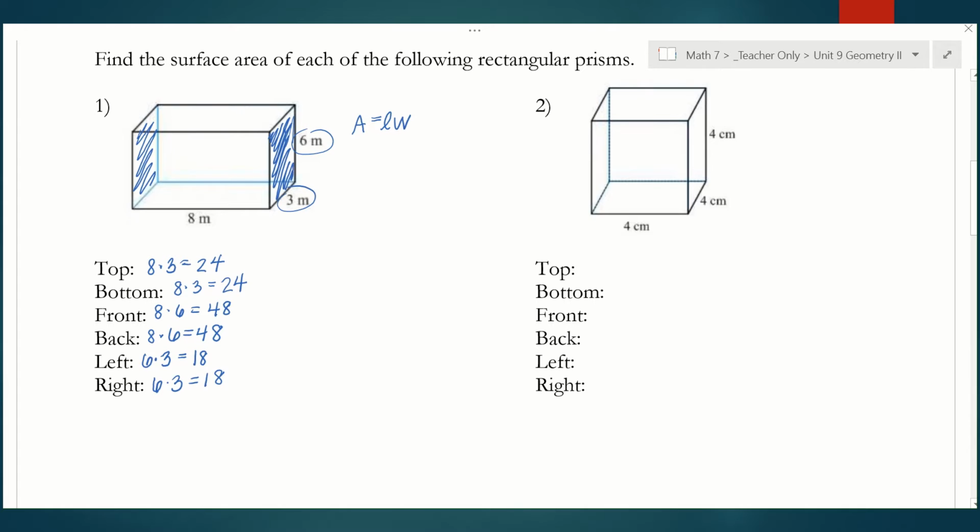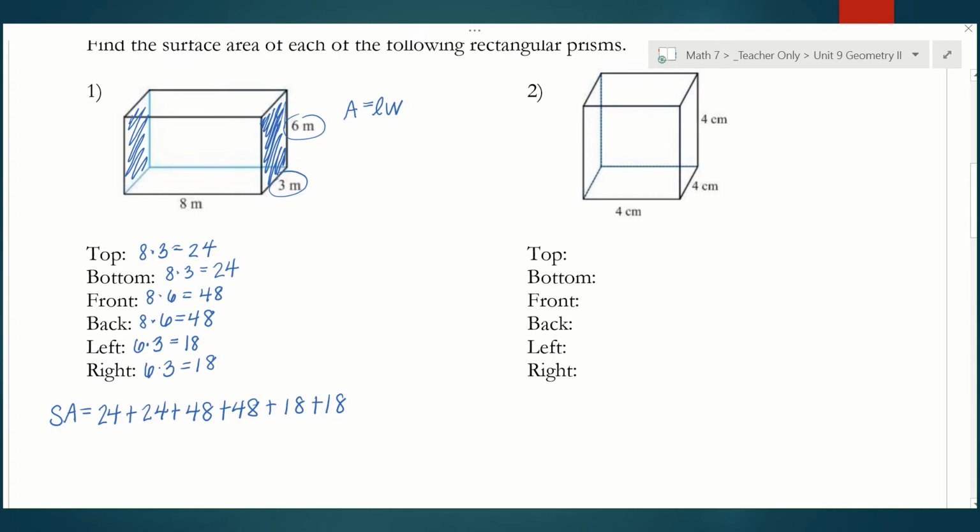Okay, so our last step is to add all of those areas together. So the surface area is the sum of all the areas of the faces. Now you don't have to write that out every time. I'm just showing you so that you know what I'm adding. But when you add all 6 sides together, you should get 180. Now, for a label, it's still area, so we're going to use meters squared. Surface area is still area, so it's still in square units.